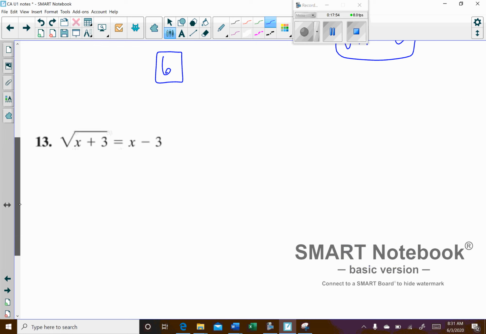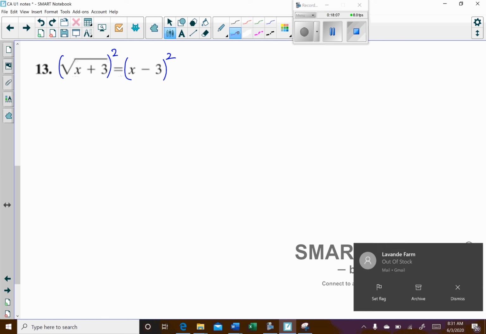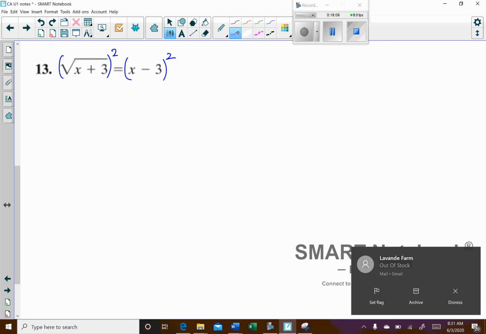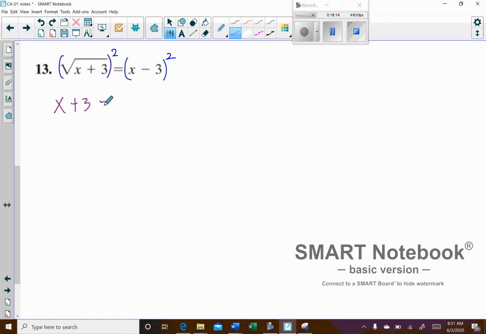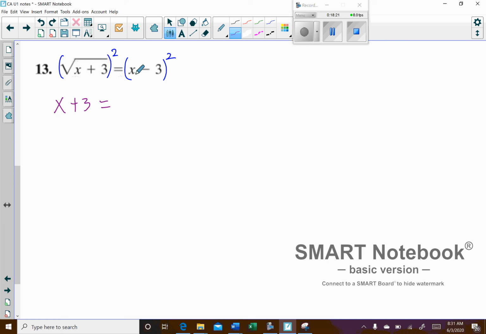All right. Moving on. Right here, more of the same. We've got the radical isolated, so I'm going to square both sides. So when you do that, this will give us x plus 3 equals. Now, when you're looking here, you can break it apart. You get right here, x minus 3 squared. What that really is, that's x minus 3 times x minus 3, okay?